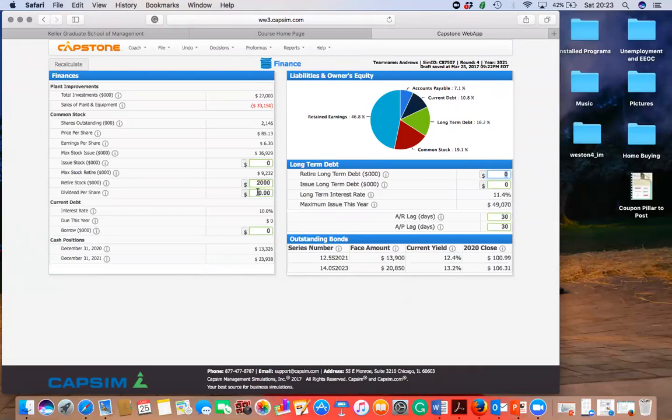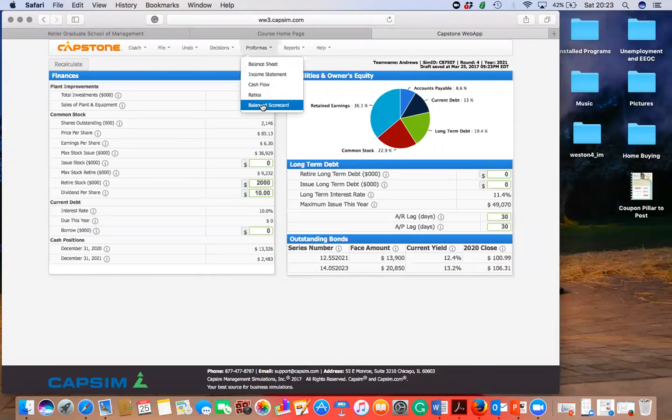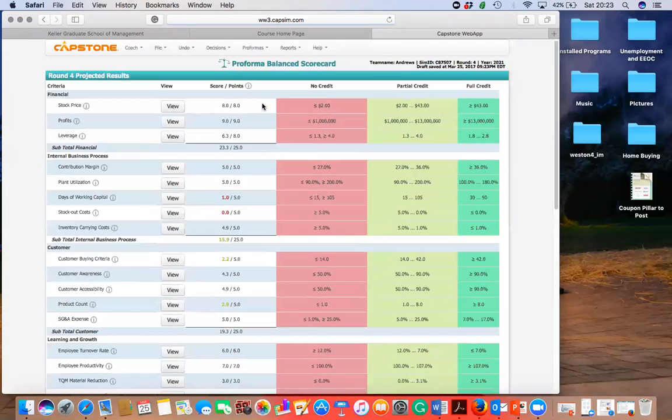Or no, it was this. It was the dividend per share. Yeah, last time we increased it to $10 per dividend. We're doing the same thing. Yeah, because why not? Let's see what that did. Oh, no, days working capital went down. That's weird. But our leverage went up. Oh, yeah.